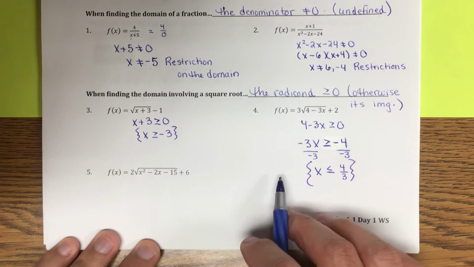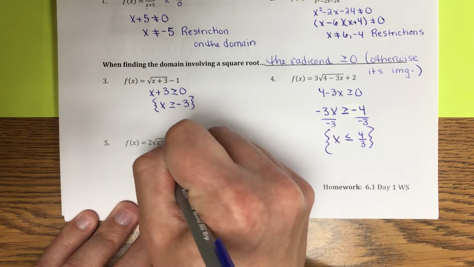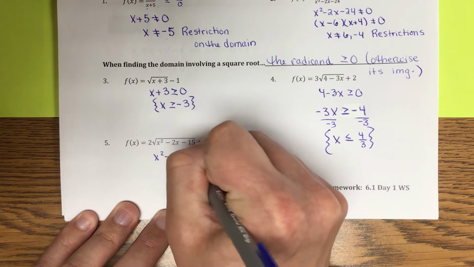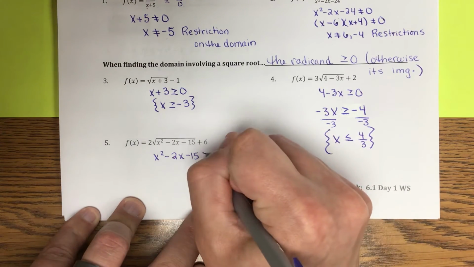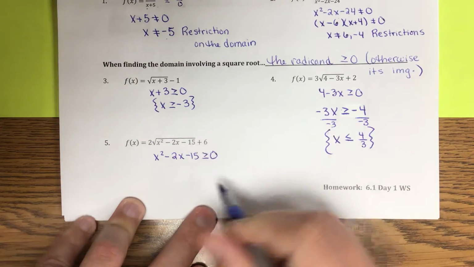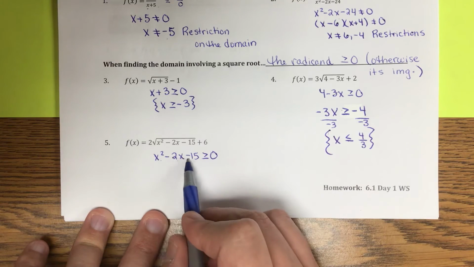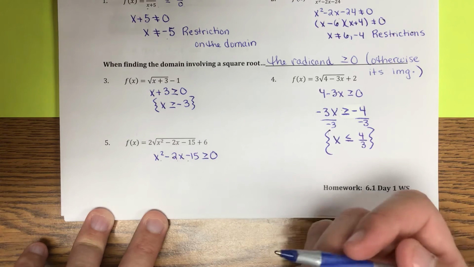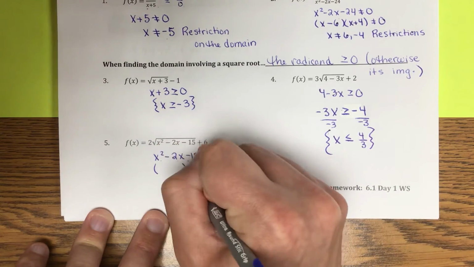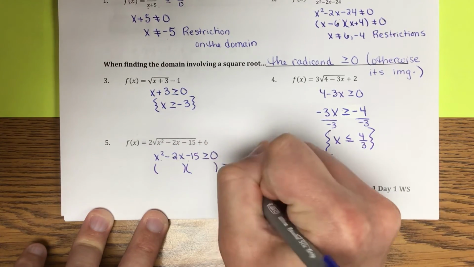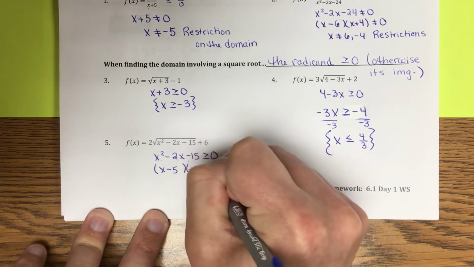Now this last one is a little bit different because the term underneath the square root involves factoring. This is something that we've touched on previously, but I want to really go over this problem. So x squared minus 2x minus 15 has to be greater than or equal to 0 since this is the part underneath the square root. And you probably guessed that we're going to have to factor here. And so this would be x minus 5 and x plus 3.